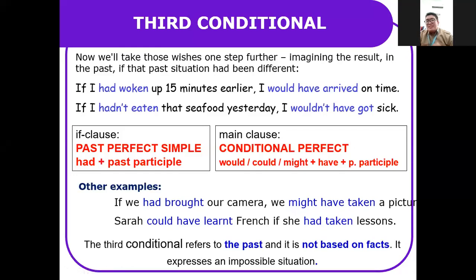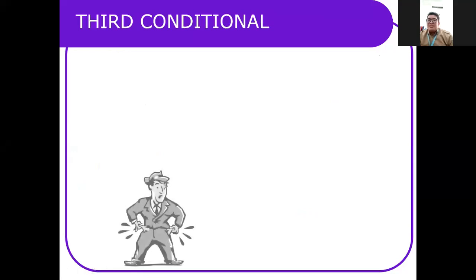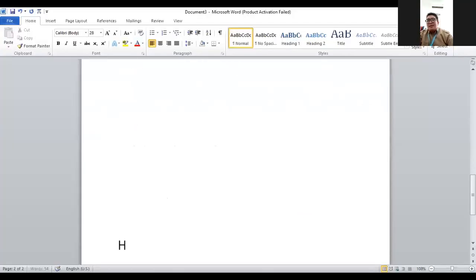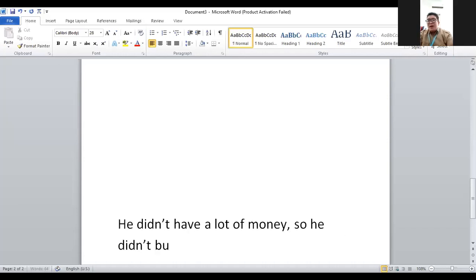Okay, we start first with the past, and it's not based on the facts. If I had had a lot of money, I would have bought a big house. The fact is different. Faktanya berbeda. He didn't have a lot of money, so he didn't buy a big house. The fact is different. Faktanya berbeda.